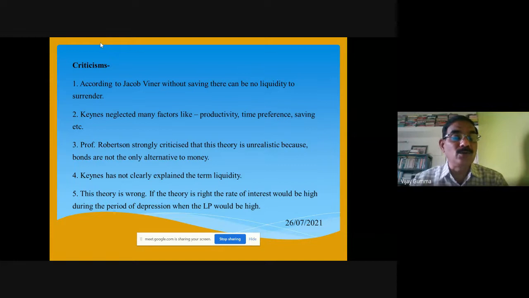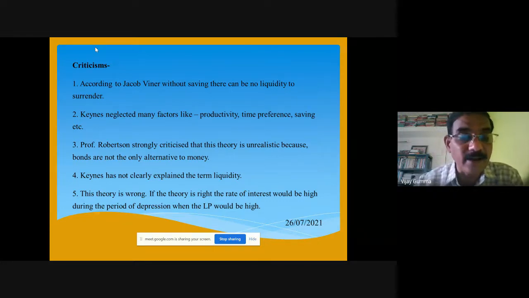Thirdly, according to Professor Robertson, this theory is unrealistic because bonds are not the only alternative to money. There are so many alternatives to money. Then, according to some critics, Keynes has not clearly explained the term liquidity, and therefore the liquidity preference theory of interest is more confusing. And lastly, according to some critics, this theory is clearly wrong.